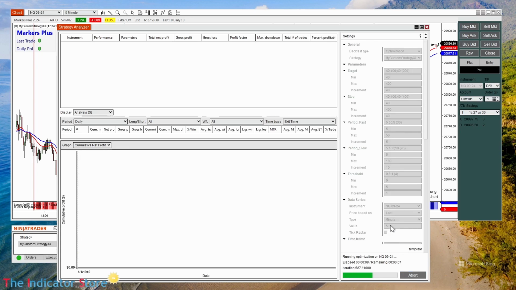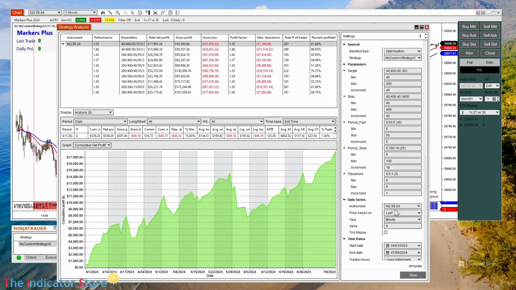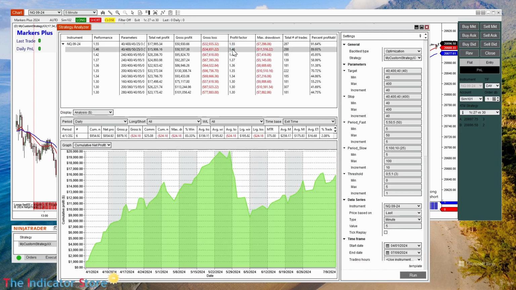Again, we should be testing different time frames near the one that we target. Sometimes it is easier to find good parameters on one time frame than on another. This one, 90%, I don't like 90%. The second, no. Let's try 3 minutes.